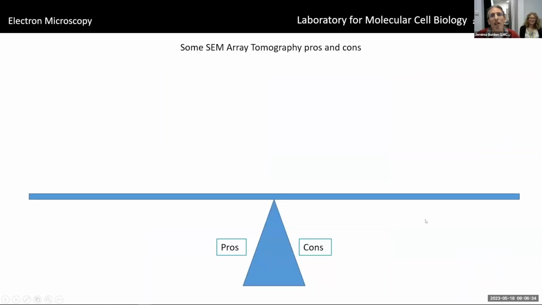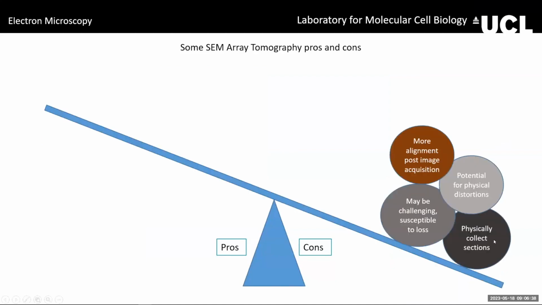Now, like all techniques, array tomography has its pros and cons. For a lot of people, they find it daunting. They think the real cons are that you physically have to collect your sections, and that can be challenging and they can be susceptible to loss. This was less daunting for us coming from a serial section TEM background, which is considerably more difficult.